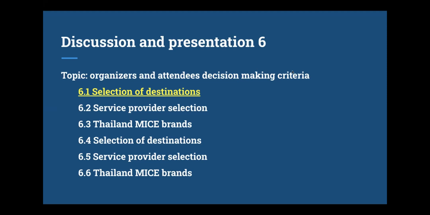Done for me, please. Our group, Group 2, for the service provider selection. In the context of the MICE industry, service provider selection refers to the process of selecting and contracting with suppliers and vendors to provide various services required to organize and execute an event or convention. These services may include event planning and management, transportation, accommodation, catering, audiovisuals, equipment rental, securities, and other related services.